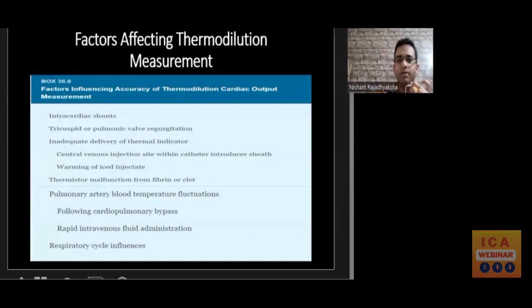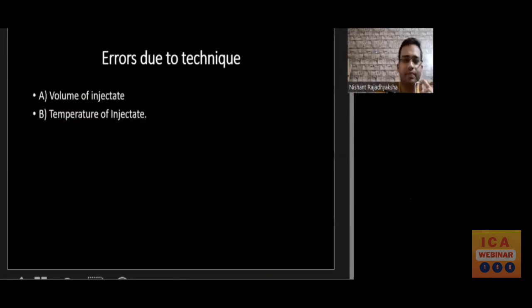Although the reproducibility of the measurements will be improved if the injections are synchronized in the same phase of the respiratory cycle, it has been observed that multiple injections during different phases of the respiratory cycle should be taken and then averaged out to get more accurate results. Last, the measured thermodilution cardiac output can overestimate true cardiac output during low flow states because of significant heat loss from slow injectate transit. Errors can be due to the technique.